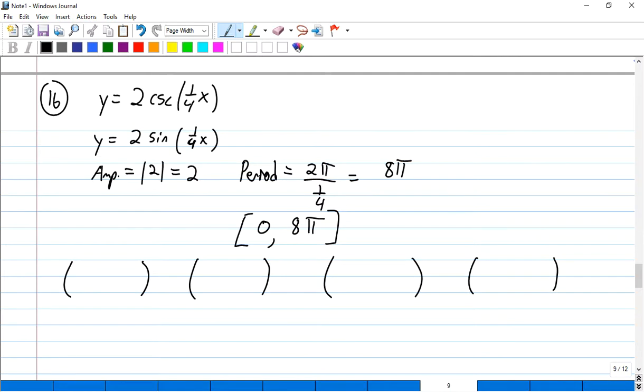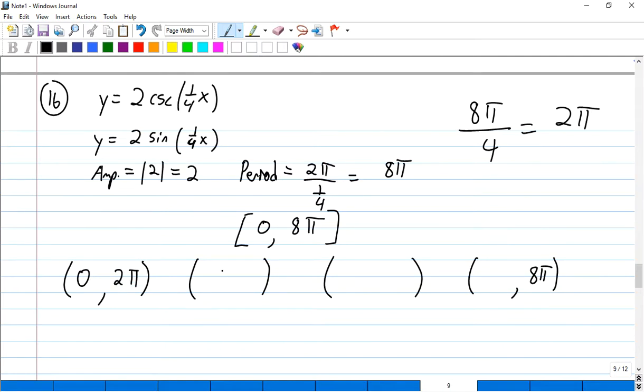How do I get the value that I'm going to add to 0 to get the next significant point? You do the same thing every time. You always take the period and divide by 4. That's because there's 4 subintervals and you want them to be evenly spaced out.